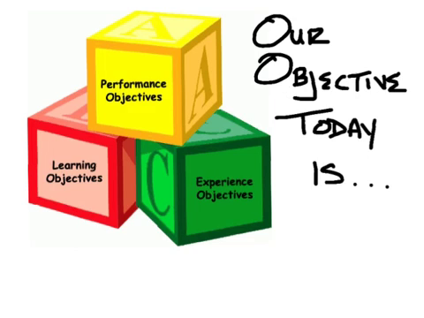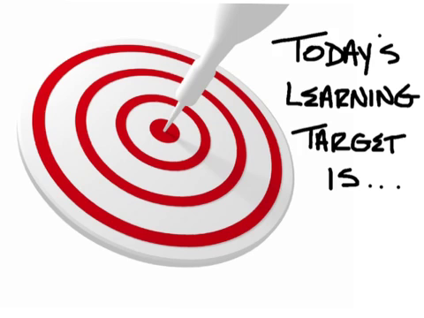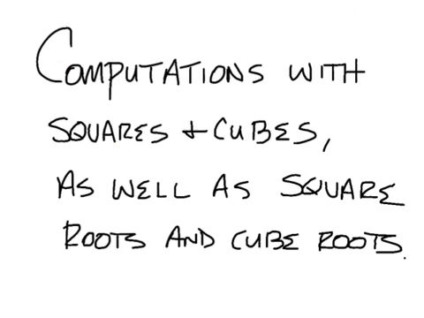The objective for today is 9th grade numbers, number sense and operations, number 3. Explain the effects of operations such as multiplication or division and of computing powers and roots on the magnitude of quantities. Specifically, our learning target is computations with squares and cubes, as well as square roots and cube roots.